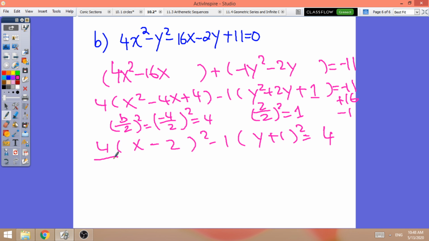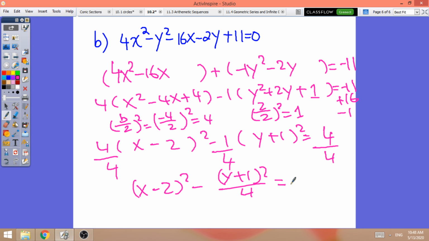And then last but not least, divide everything by 4. So we got x minus 2 quantity squared minus y plus 1 quantity squared over 4, and that equals 1. So this one's a horizontal hyperbola. h comma k, so h is 2, k is negative 1, and then a squared is 1, and b squared is 4, so b is 2.